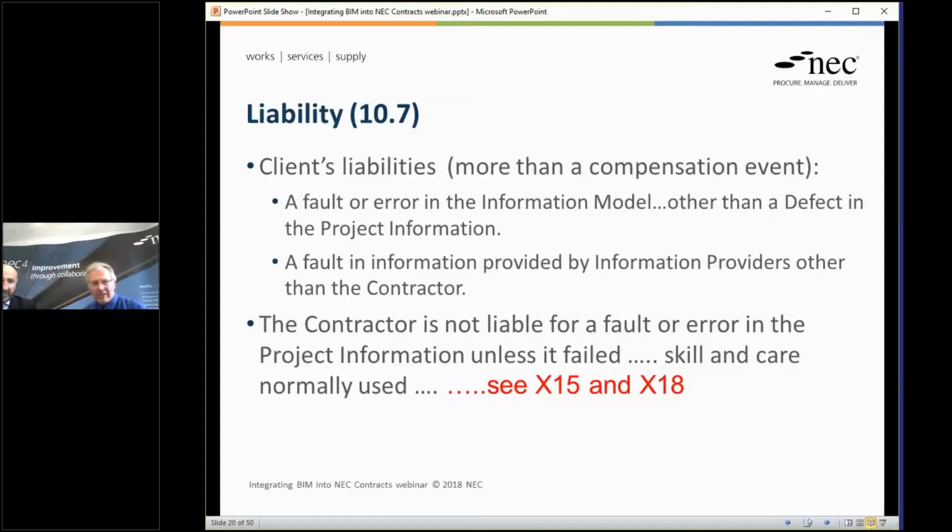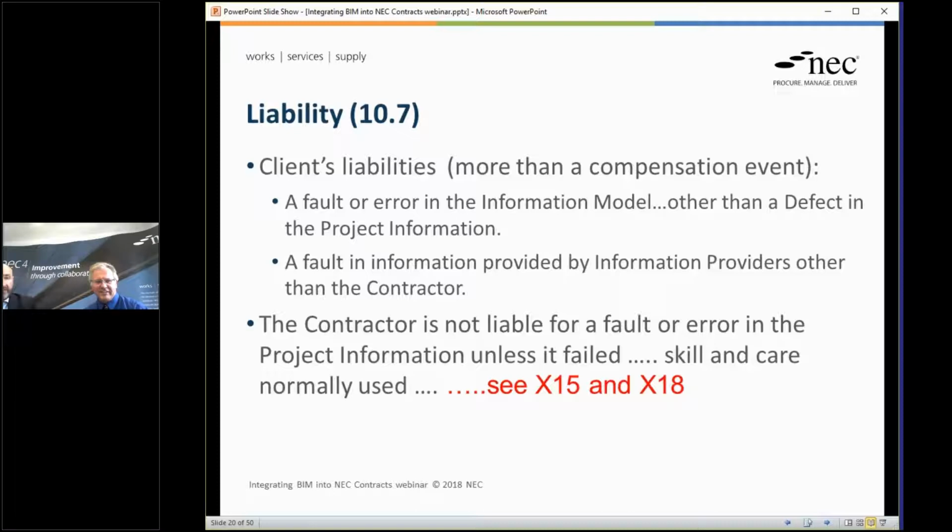Liability, I've touched on this already, really. So client's liabilities: a fault or error in the information model, other than a defect contained within the project information. That delineation means that as long as the contractor or consultant does what the scope requires them to do, they can't be held liable for what happens to it next. Which is just wonderfully logical.